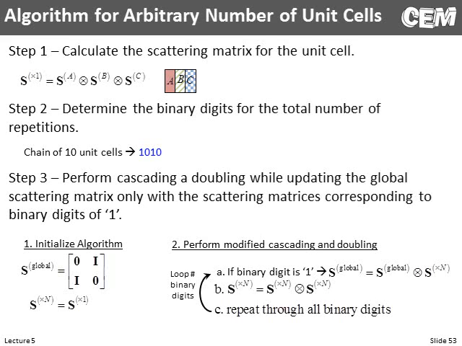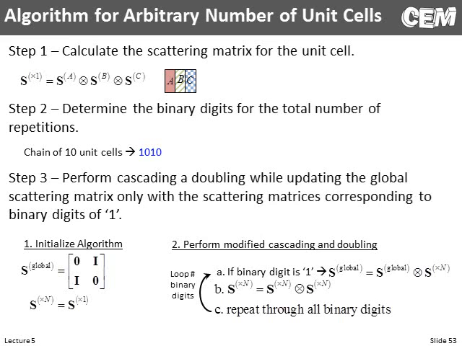But there's one problem with that algorithm. What if the number of layers you want is not some power of 2? Suppose we want 17 unit cells or 26, and it's not a multiple of 2. So we can generalize this a little bit, and here's how you do it.